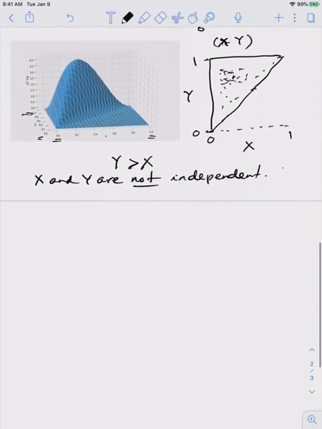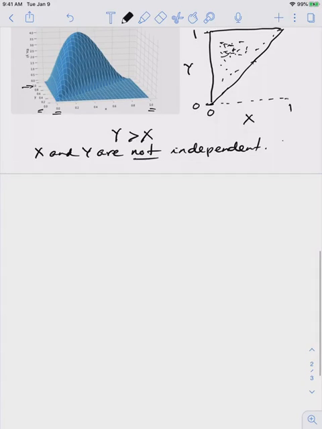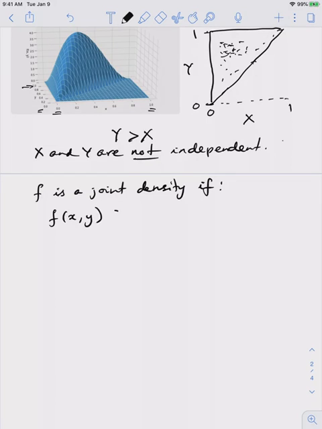And now let's start actually writing down formally what a density might be. A function f of two variables is a joint density if it defines one of these surfaces. So first it's non-negative. And second, the total volume under the surface is 1.